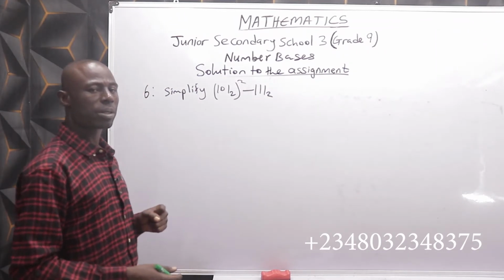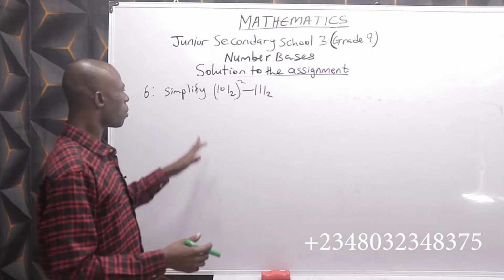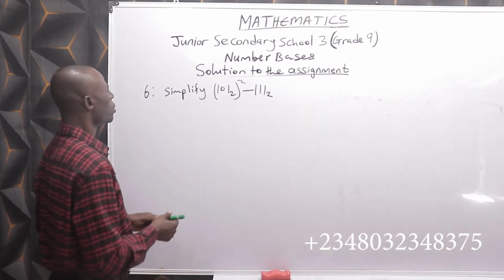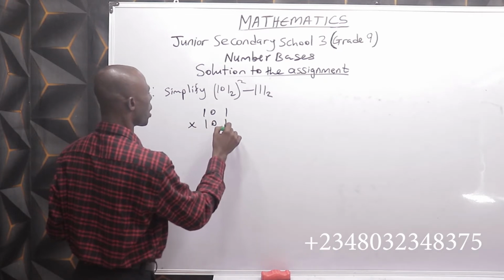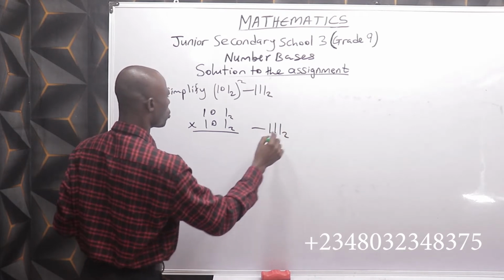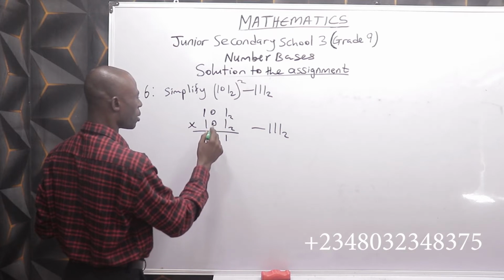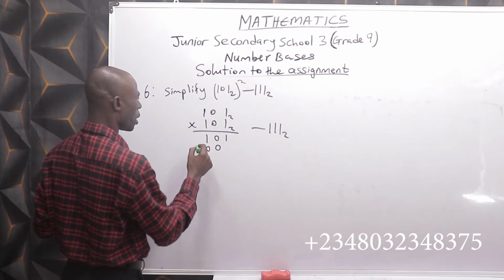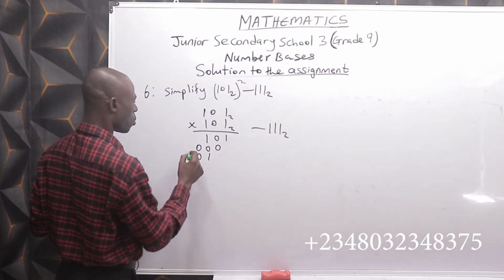Question 6 in the assignment. Simplify 101 base 2 in bracket all raised to power 2 minus 111 base 2. This is 101 times 101 base 2, minus 111 base 2. This is 1 times 1 is 1, 0, 1. 0 times this is 0, 0, 0. 1 times 1 is 1, 0, 1.